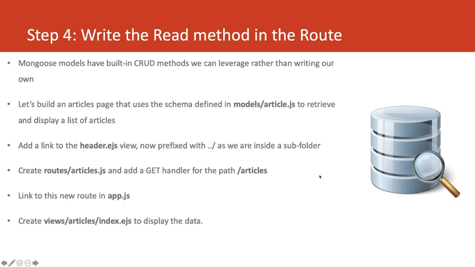So writing the read method in the route. In order to use our schema, we have to require it in other parts of our application. Mongoose models have built-in CRUD methods that we can leverage rather than having to write our own, which is, again, always the ideal thing as a developer. So we would build an articles page that uses the schemas defined in models/article.js to retrieve and display a list of articles.